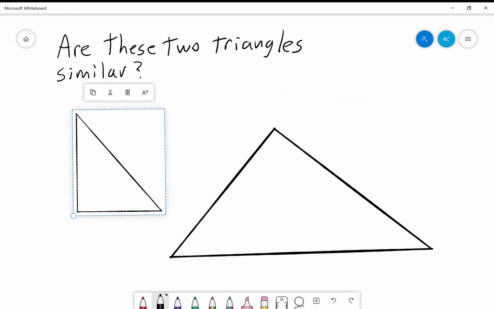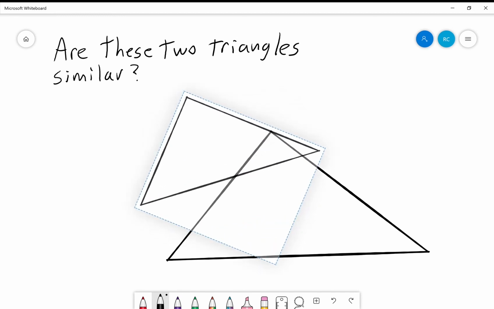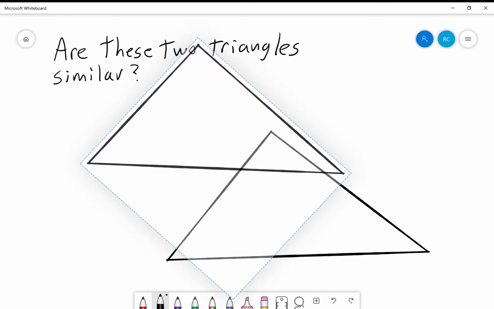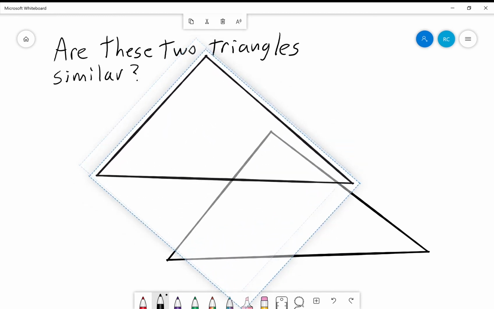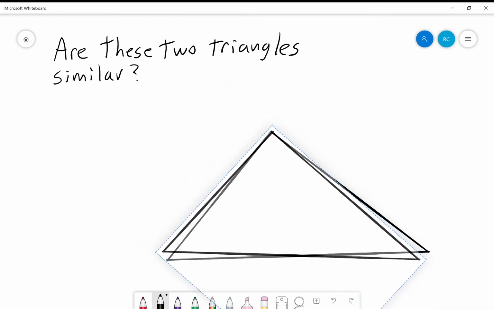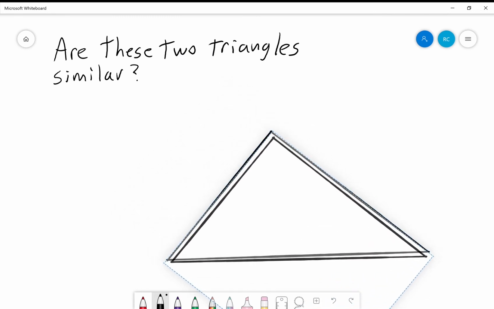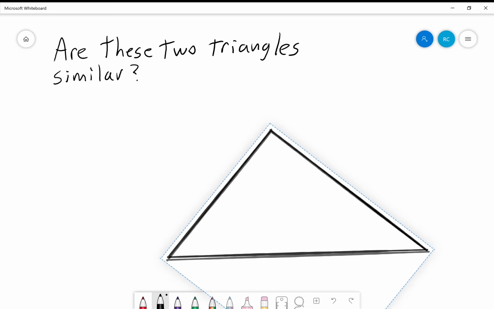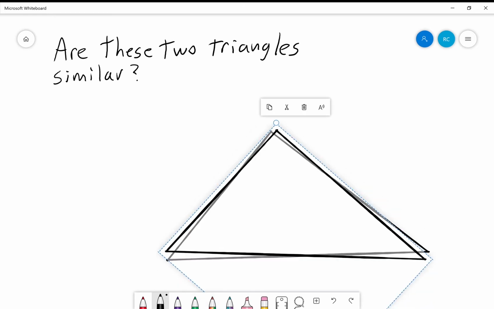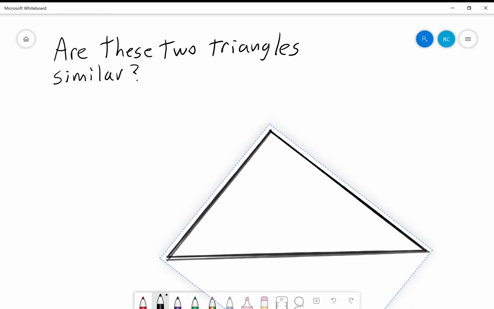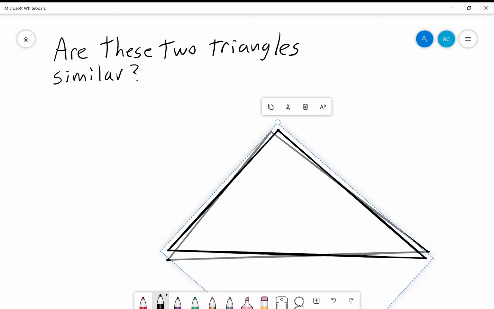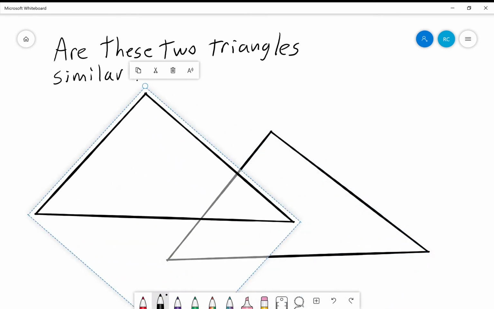But if I grab it and rotate it and dilate it, you can see pretty quickly that if I can get my fingers to do this properly, these are in fact, well, you get the point. These are in fact the same shape of triangle. I can't seem to get it to stay there, but you get the point. They are indeed the same shape of triangle.